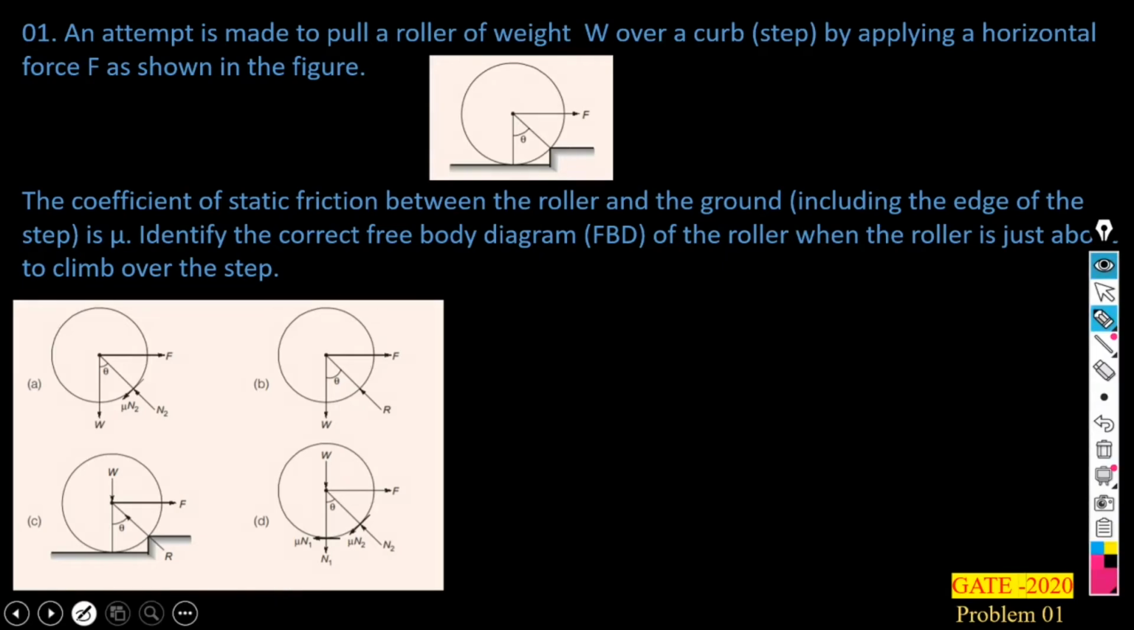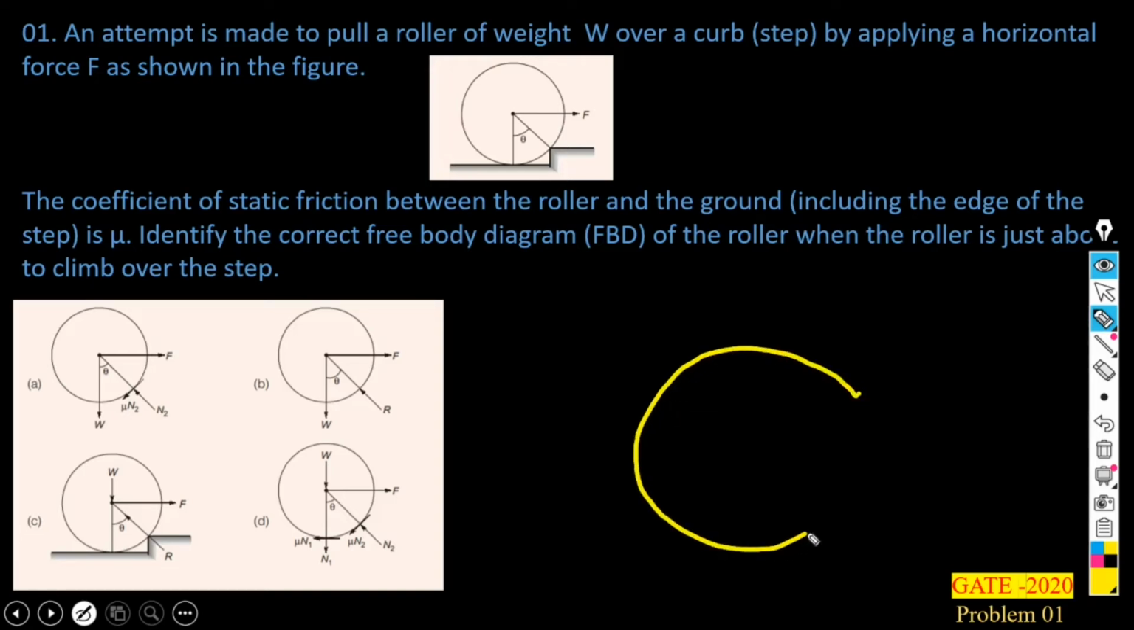Let's start with the numerical problems. In problem number 1, an attempt is made to pull a roller of weight W, and we need to identify the correct free body diagram when the roller is just about to climb over the step. In that situation, the roller loses contact with the horizontal surface. Let's draw the free body diagram.